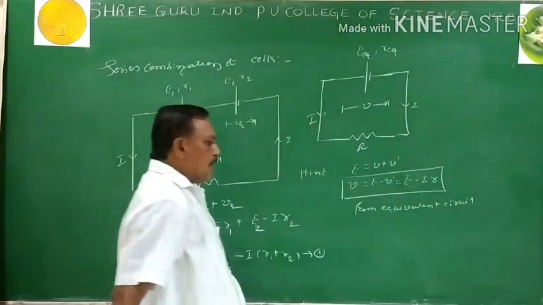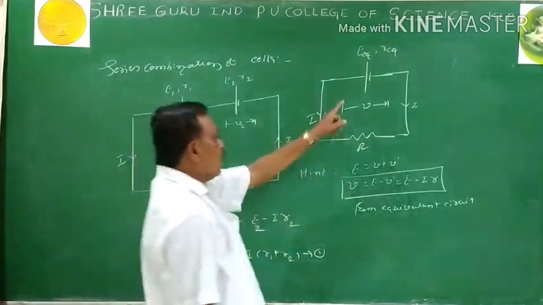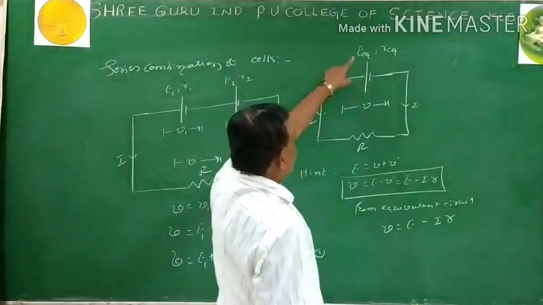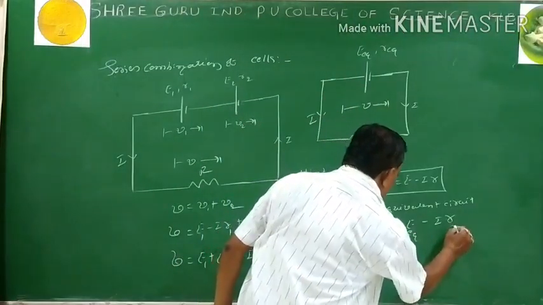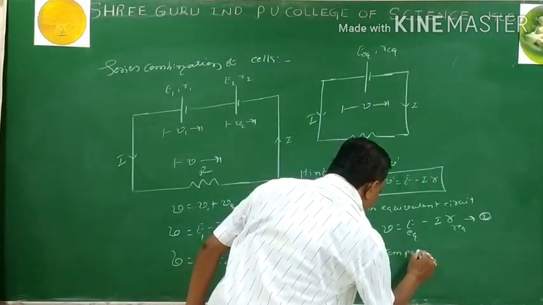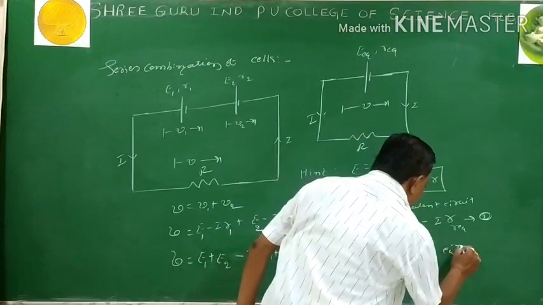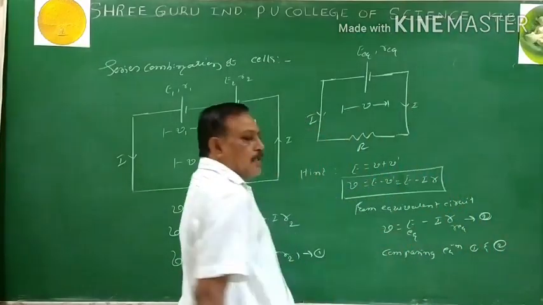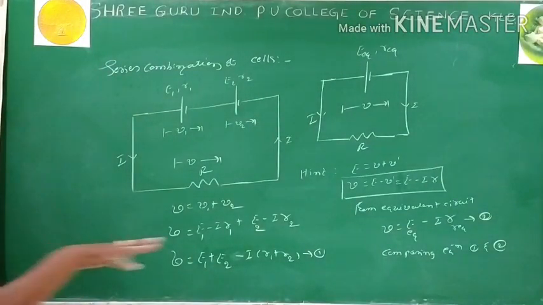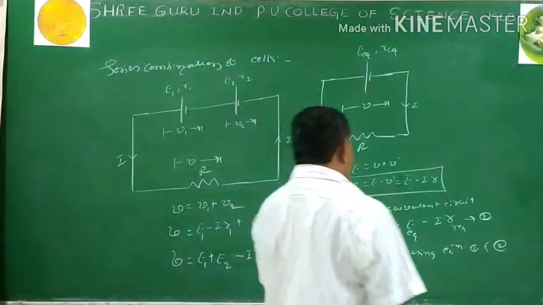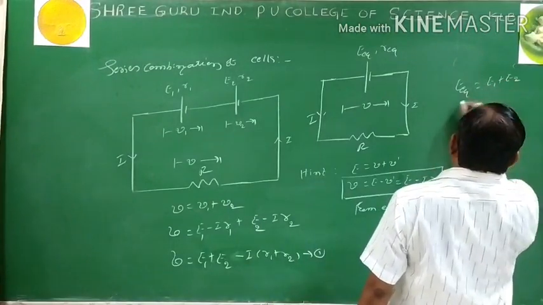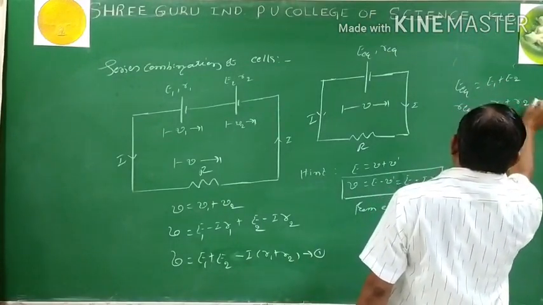we have already done the derivation. That is nothing but a quick revision. So again I write V equals E minus IR, the basic equation. V is across E equivalent, which has R equivalent. Shall I call this equation number 2? Compare 1 and 2. If you understand the basic concept, the derivation will be nothing but easy. Then comparing equations 1 and 2, E equivalent equals E1 plus E2, and R equivalent equals R1 plus R2.